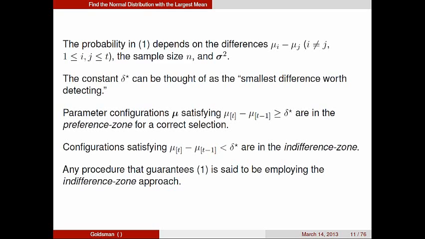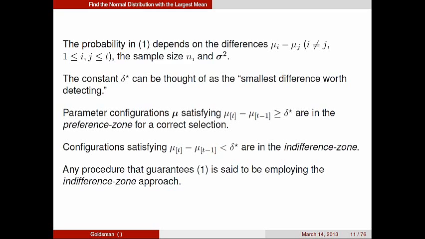So this constant delta star that I kind of glossed over can be thought of as the smallest difference that is worth detecting. And so if you choose a very, very small delta, that means that you want to be really careful so that whatever procedure you use, it will be able to detect small differences, the biggest guy versus the second biggest guy. If delta star is big and you choose that, then you say, well, as long as the two best competitors are really far apart, that's the only time I really want to make a correct decision. You're not being so careful about that.